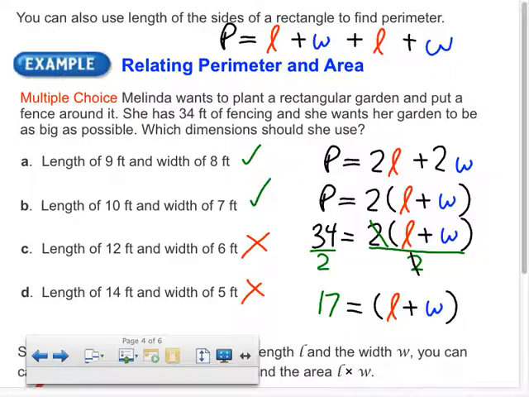What's she trying to make out of this garden with this fence? The biggest. She wants the biggest garden possible, right? So how do we eliminate one of these choices? Kayla? Very good. We're going to find the area. What would the area of choice A be? 72 feet squared. Excellent.